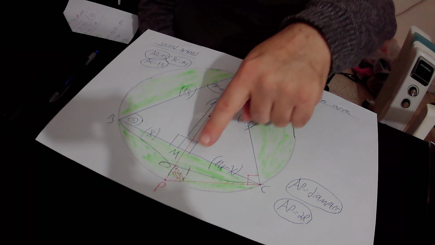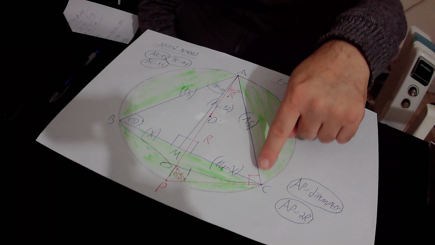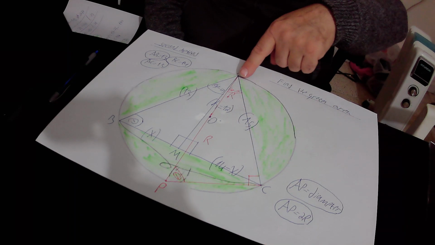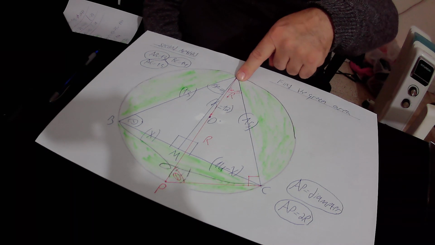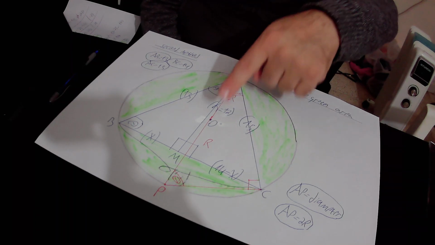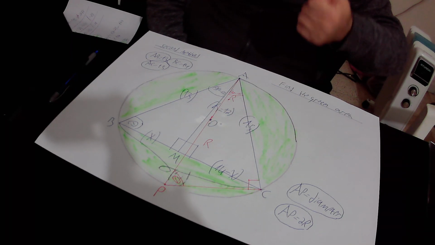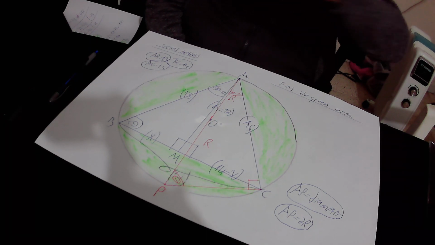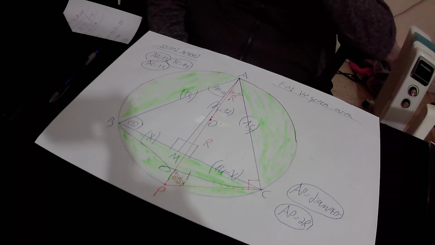In this right triangle APC, this angle equals theta, this angle equals 90 degrees, therefore the missing angle must be equal to 90 degrees minus theta. Why? Because 90 degrees minus theta plus theta is 90 degrees, and 90 degrees plus 90 degrees equals 180 degrees. This is the sum of the angles in any triangle.